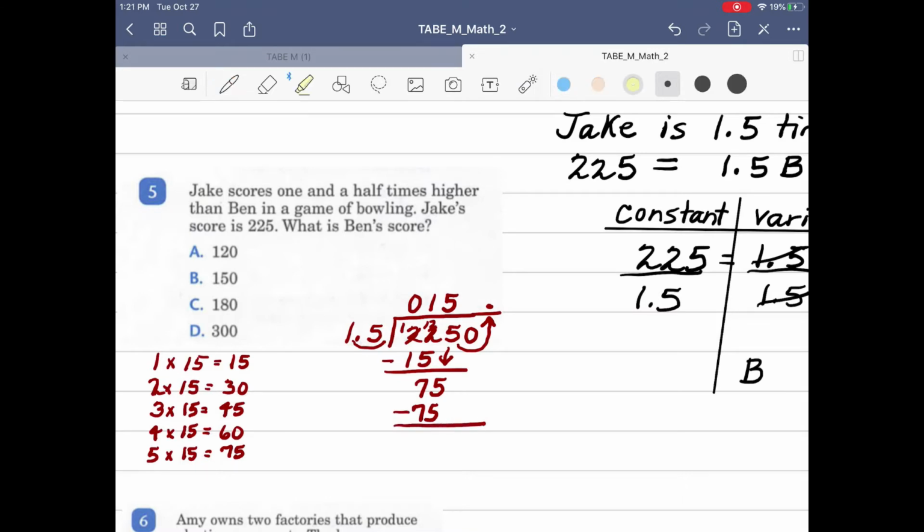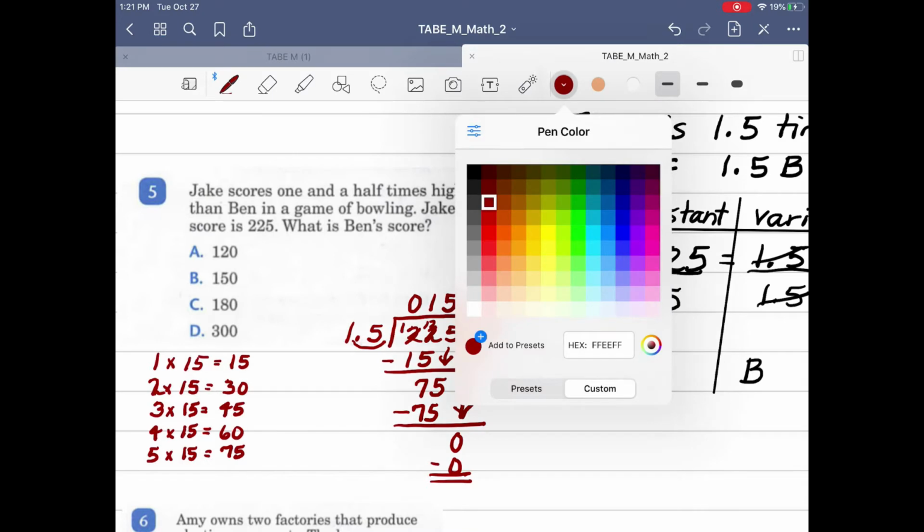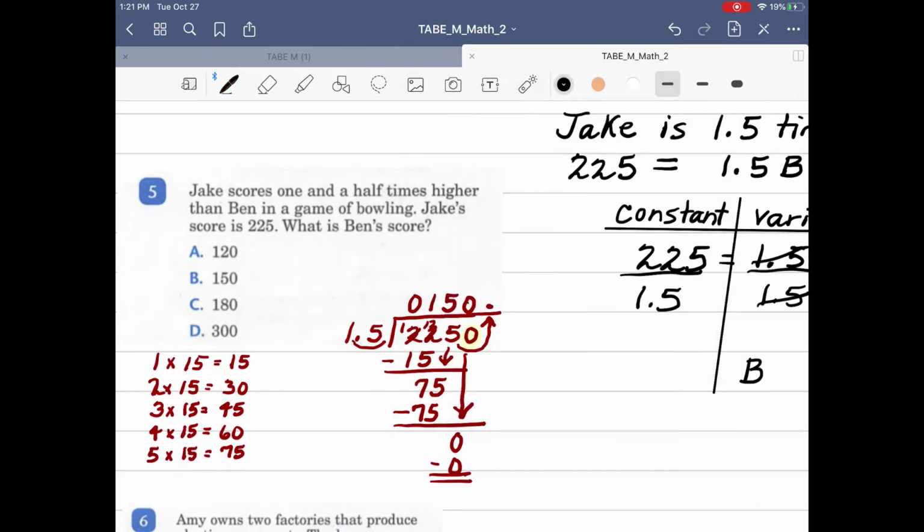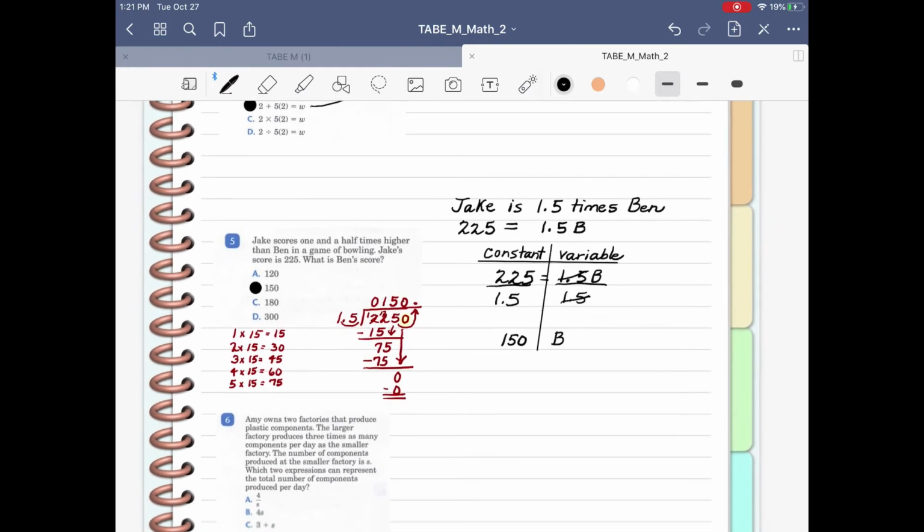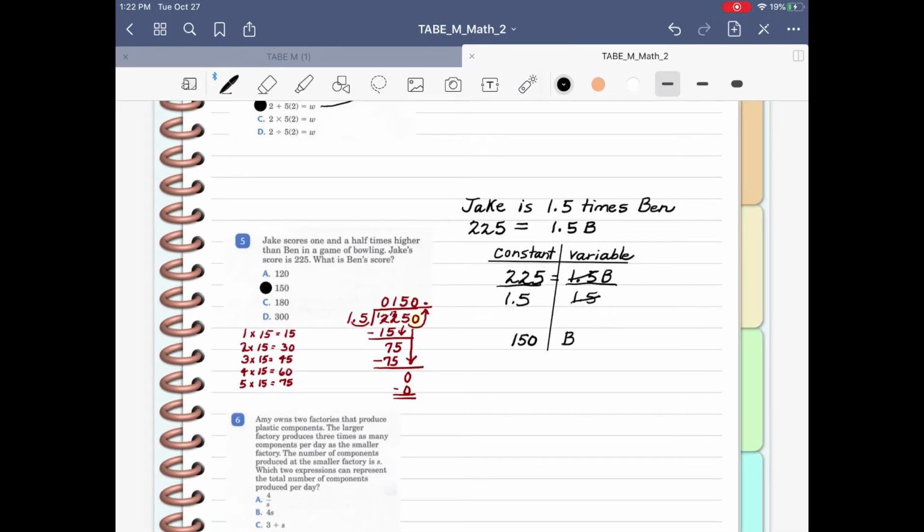But don't forget about this guy. You have to bring down that 0. Can't just ignore him, because 15 into 0 is 0 times, and then you can stop your problem. So the answer here, Ben, is 150. So Ben's score is 150. Okay? It's not an easy problem. You definitely need some algebra to solve that one.